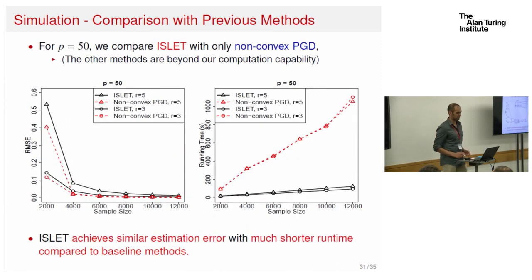When we go up to p equals 50, which is 50 to the power of 3, that's significantly bigger. That rules out two of the other methods because they're too slow to run. So we compare only to the projected gradient descent approach here. Once again, we're doing almost as well in terms of mean squared error with the sketching approach, but a lot better in terms of computation. The black lines here are our procedure, and the red lines are the other procedure. So we're doing a lot better here.